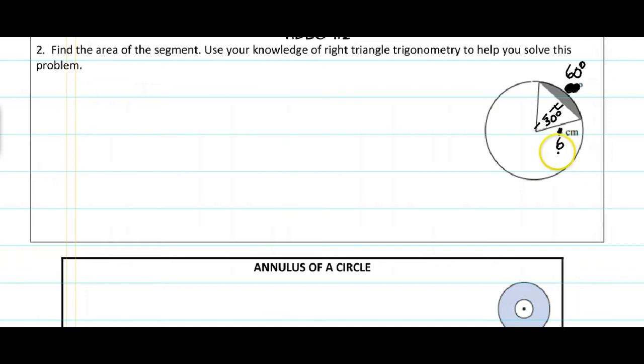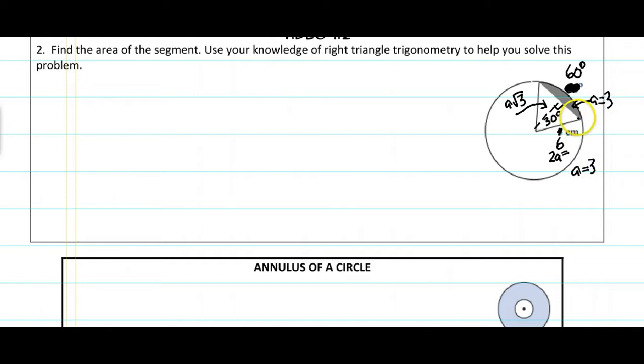Where this side is going to be my 2a, because that's my hypotenuse. And then this side over here is going to be my a, which leaves this side over here my a root 3. So if we look at this side over here, we say that 2a has to be equal to 6, which means that a has to be equal to 3. Okay, so we've got that this side here is going to be 3.